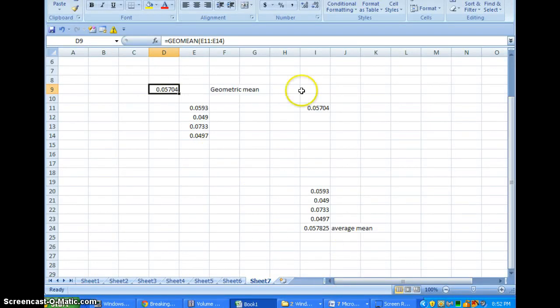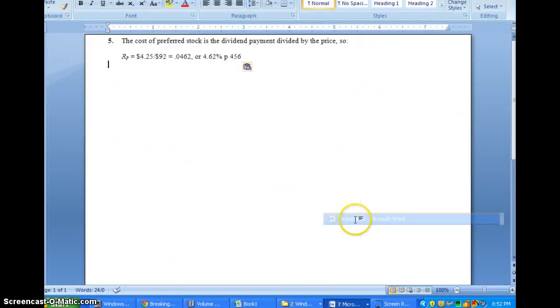Then we are looking at number 5. Holdup Bank has an issue of preferred stock with a $4.25 stated dividend and is sold for $92 a share. What is the cost of the preferred stock? What is their cost of equity? So if we look at page 456, we're solving for RP. $4.25 a share divided by 92 bucks equals 0.0462.